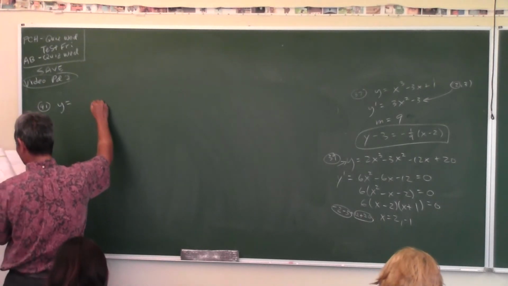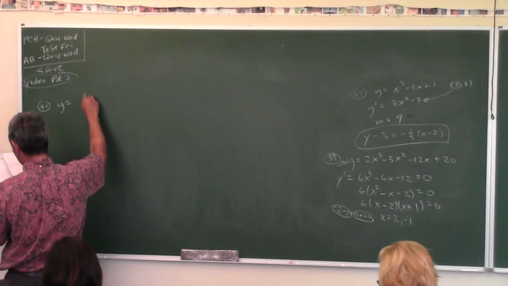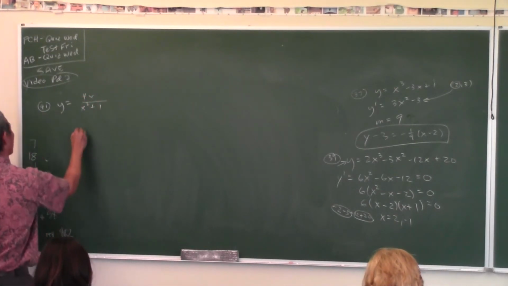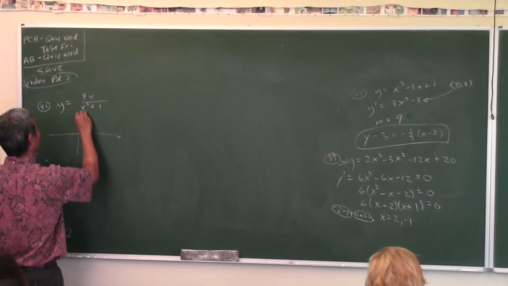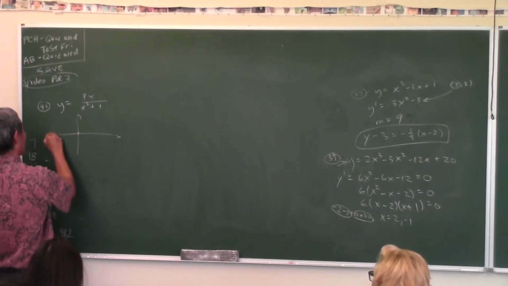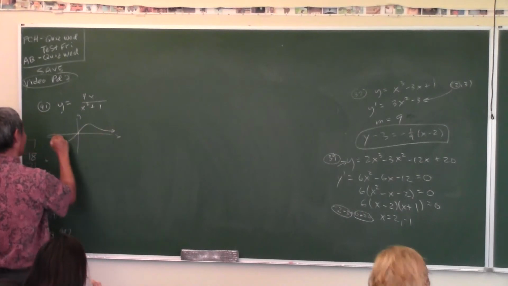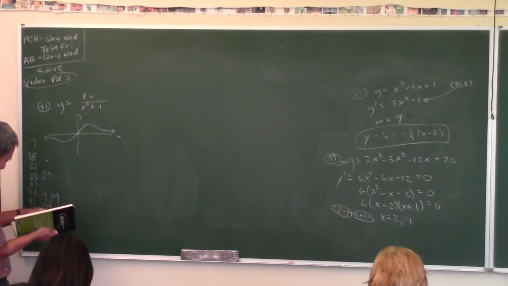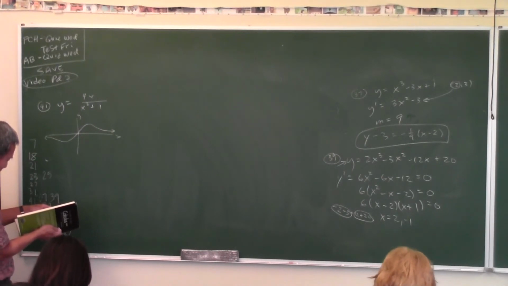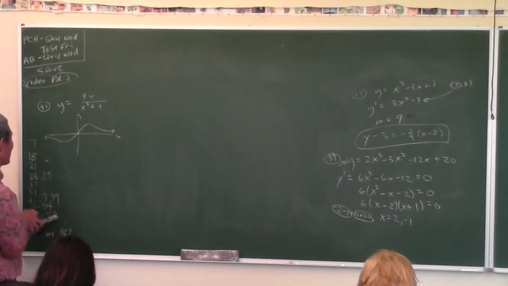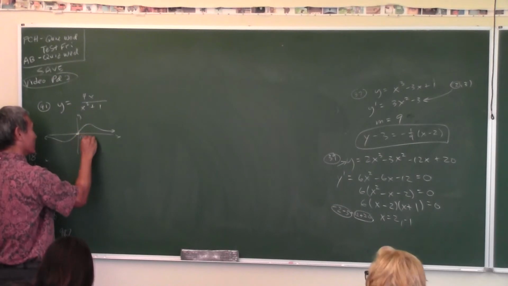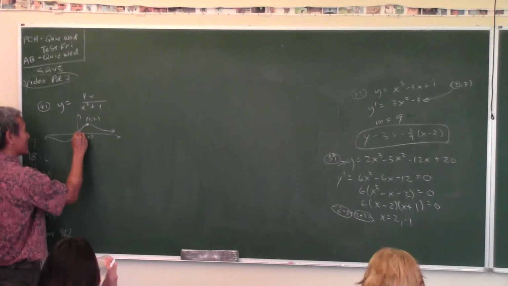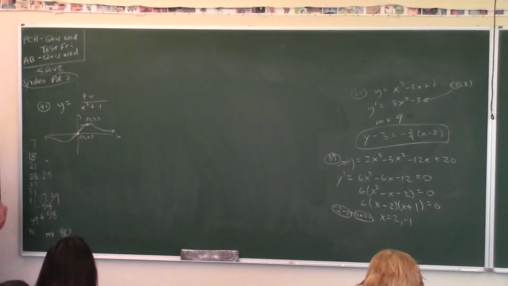41. Where's 41? 4x all over x squared plus 1. If you draw this, you don't have to draw the graph. I'm just drawing it for fun. X and y. Well, it looks like this. And then what are we trying to find? It says, write the equation of the tangents at the origin and at the point (1, 2). So here's the origin, and here's 1, 2, somewhere over there. Write the equation of the tangent lines right there.